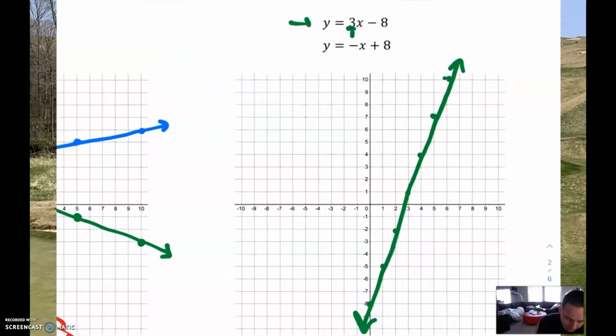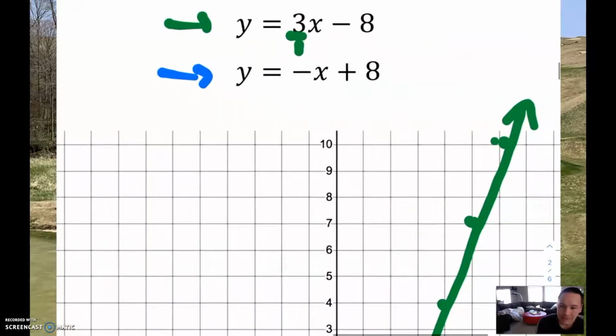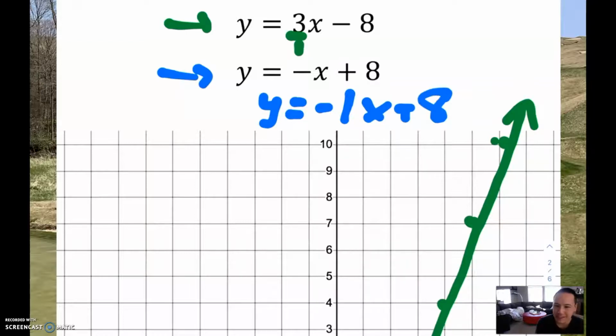Now let's go ahead and graph the blue line. We have y equals negative x plus 8. Now there's no number in front of that x. You can treat it as y equals negative 1x plus 8. That means the exact same thing. And negative 1 is the same as negative 1 over 1. So we'll use that to help graph. First point we plot is that plus 8.